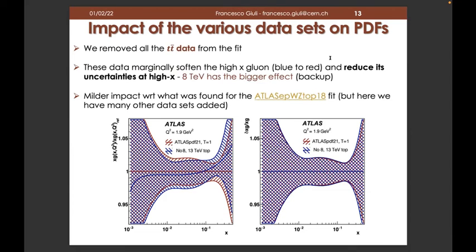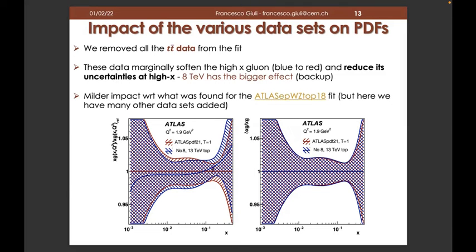On slide number 13, I would like to talk about the impact of the t t-bar data on the fit. You can see here two plots when we remove both the 8 and 13 TeV top data. You can see that the impact of this data is to marginally soften the high x gluon for x greater than 0.1, and of course to reduce the uncertainty of the gluon in the same x region.